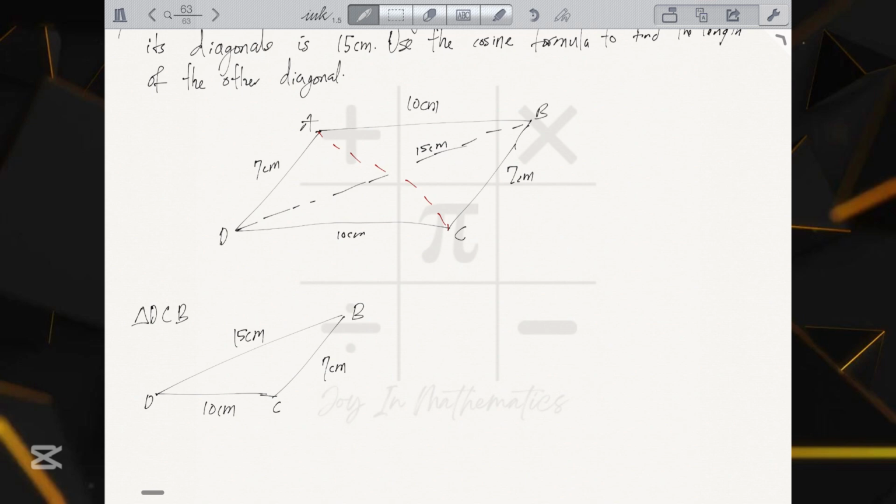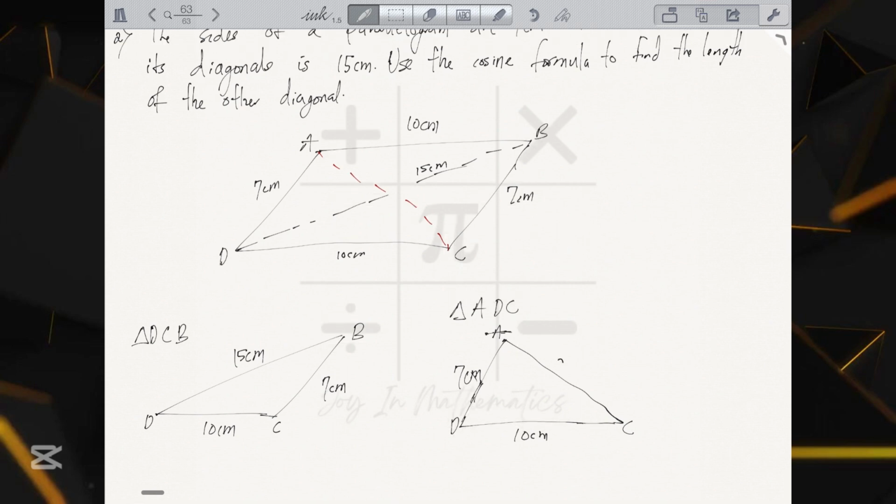Similarly, we can bring out triangle ADC. So we have something like this with the diagonal AC. Remember, we're adding a bit of geometry into trigonometry. So we have AD to be 7 centimeters, DC to be 10 centimeters, and we are looking for AC. So this is what we are looking for. Let's call it X.